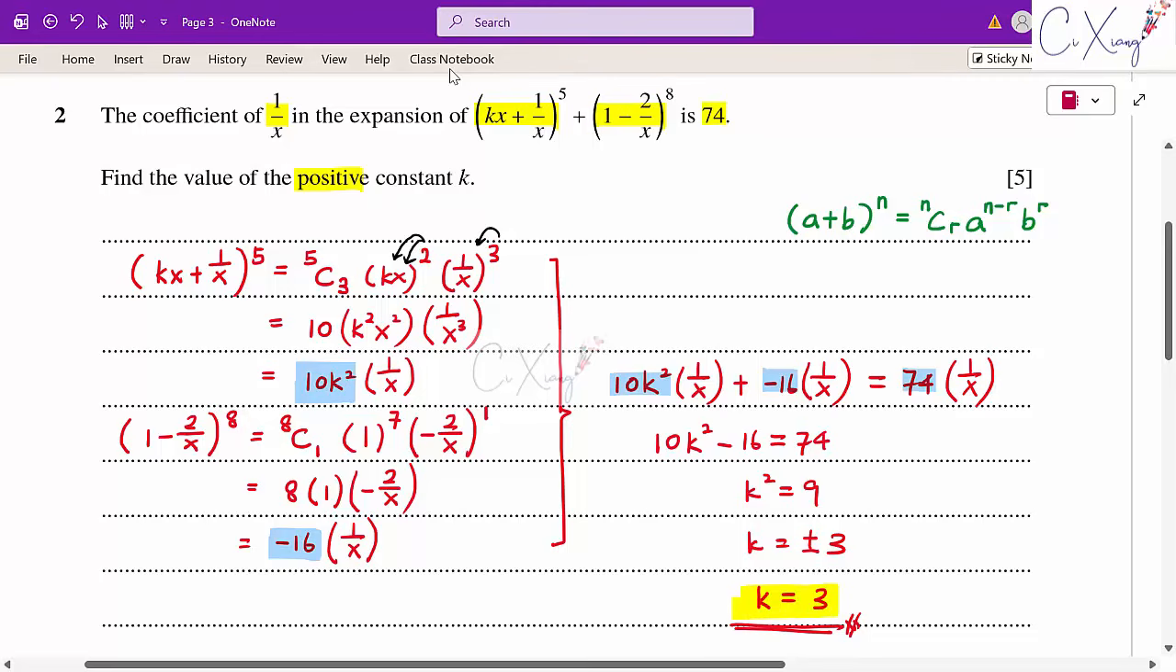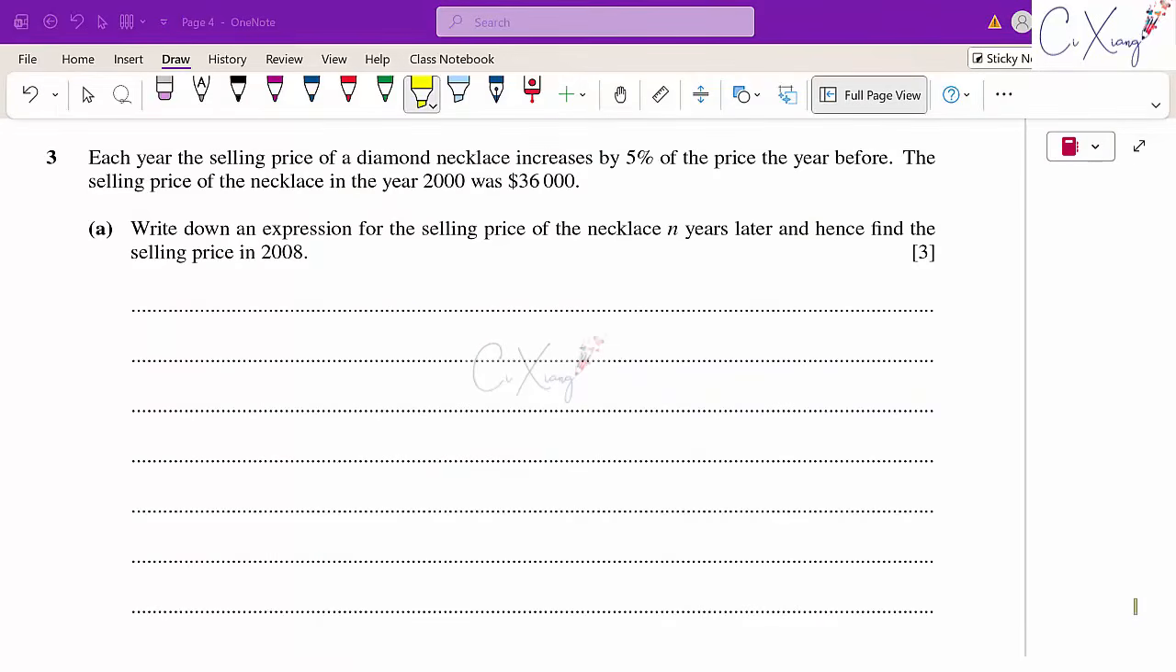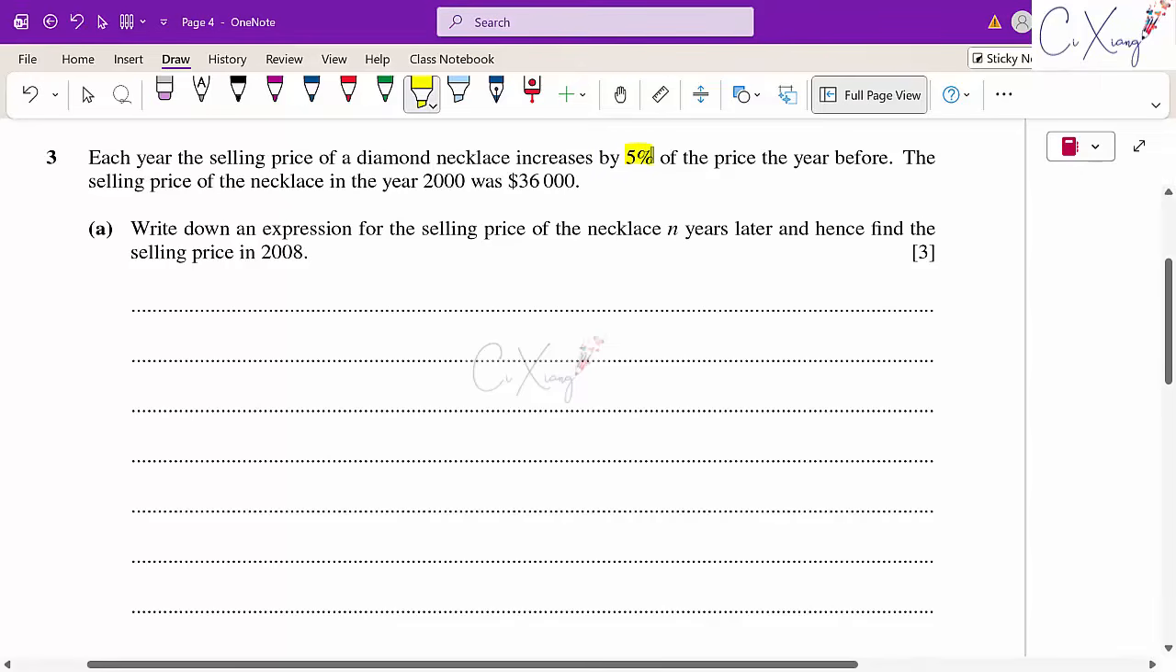All right, so this is how we solve question number 2. Question number 3. Each year, the selling price of a diamond necklace increases by 5% of the price the year before. The selling price of the necklace in the year 2000 was $36,000. Write down an expression for the selling price of the necklace n years later, and hence find the selling price in year 2008.